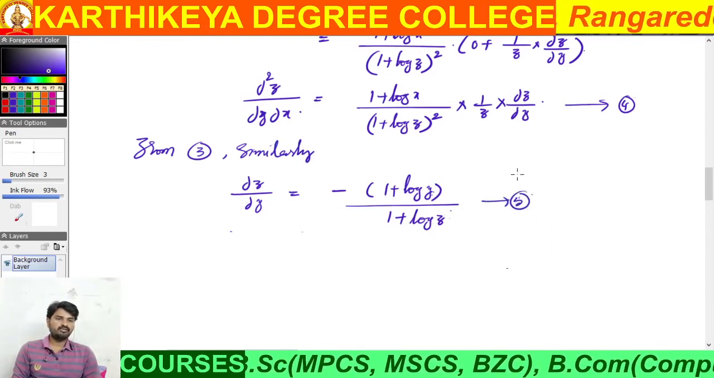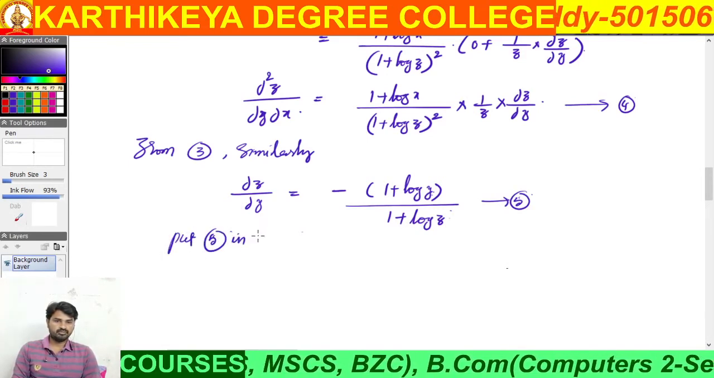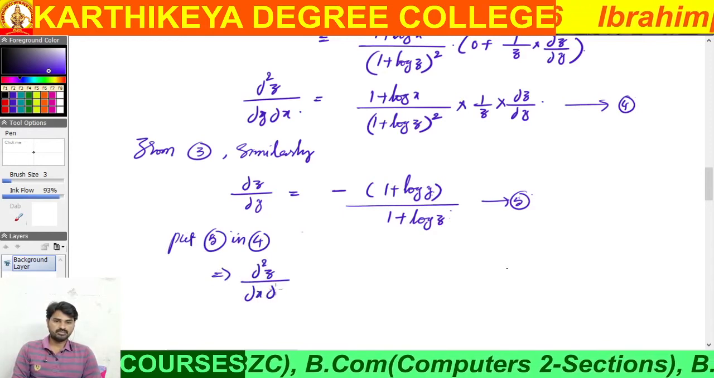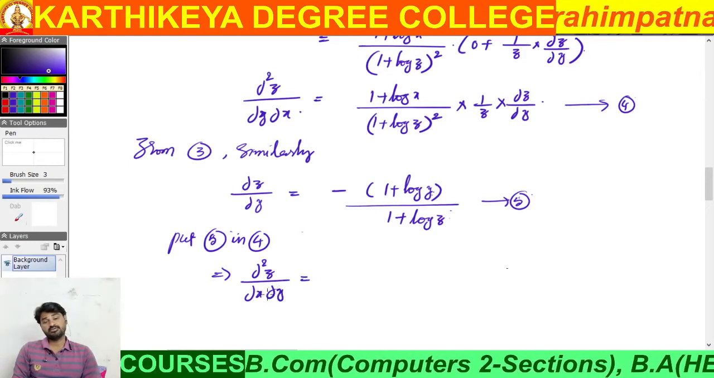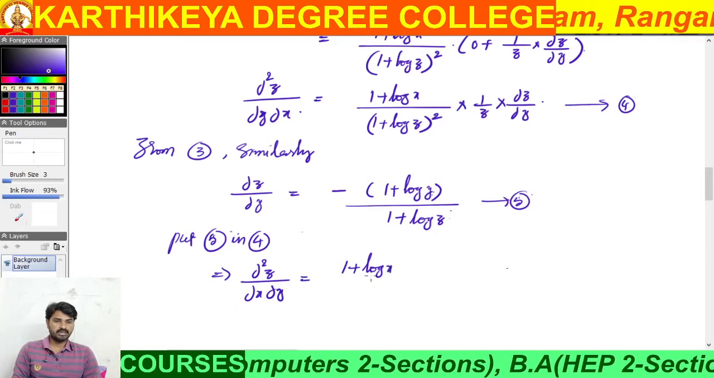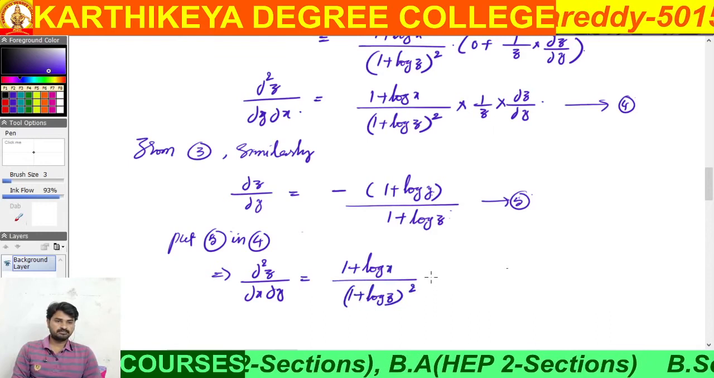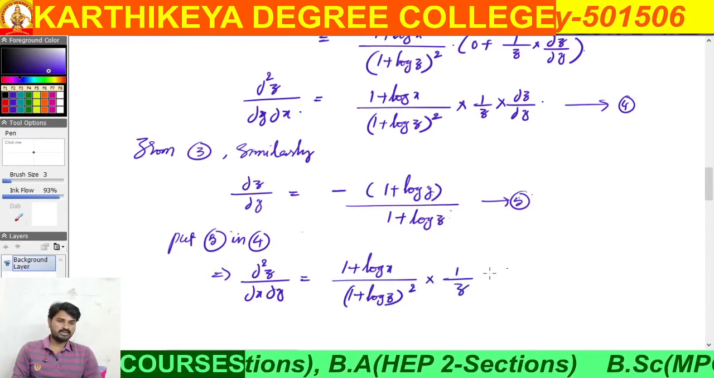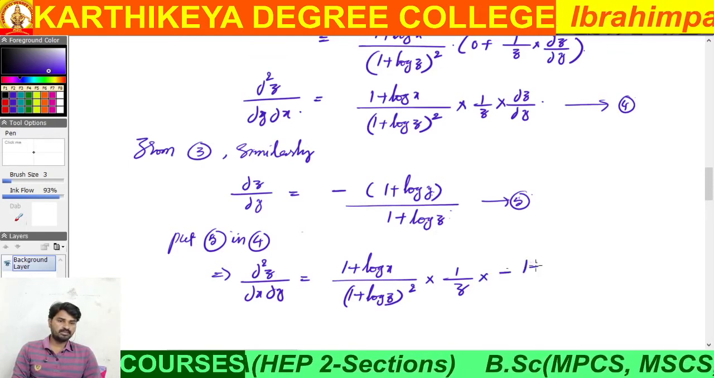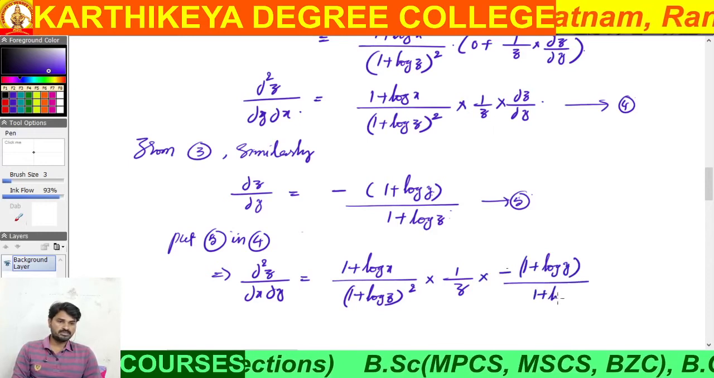Now put 5 in 4. Put 5 in 4, we get dou square z by dou x dou y. You can write dou y as dou y into dou z by dou x dou y. Now (1 plus log x by 1 plus log z) whole square into 1 by z into dou z by dou y, which means minus (1 plus log y) by (1 plus log z).